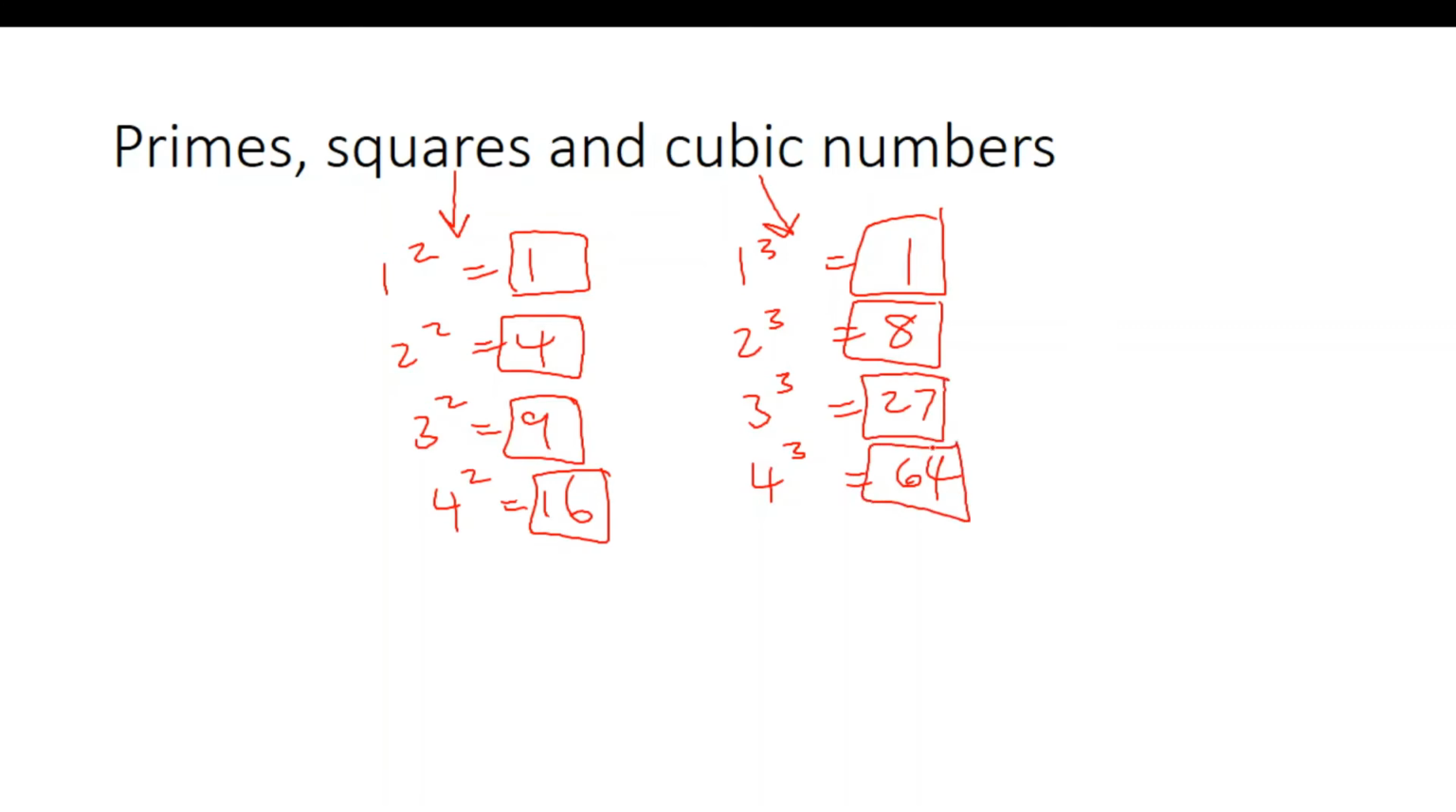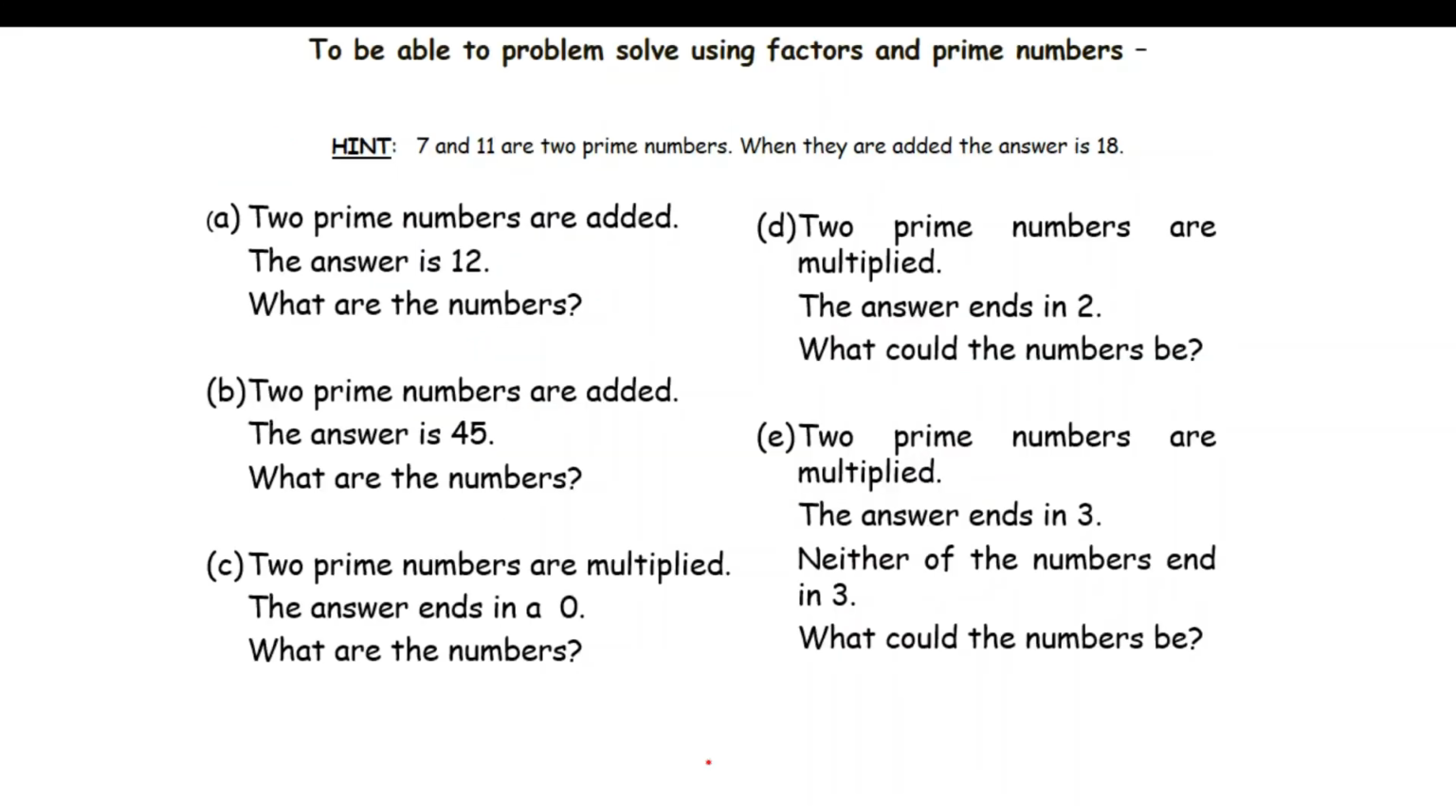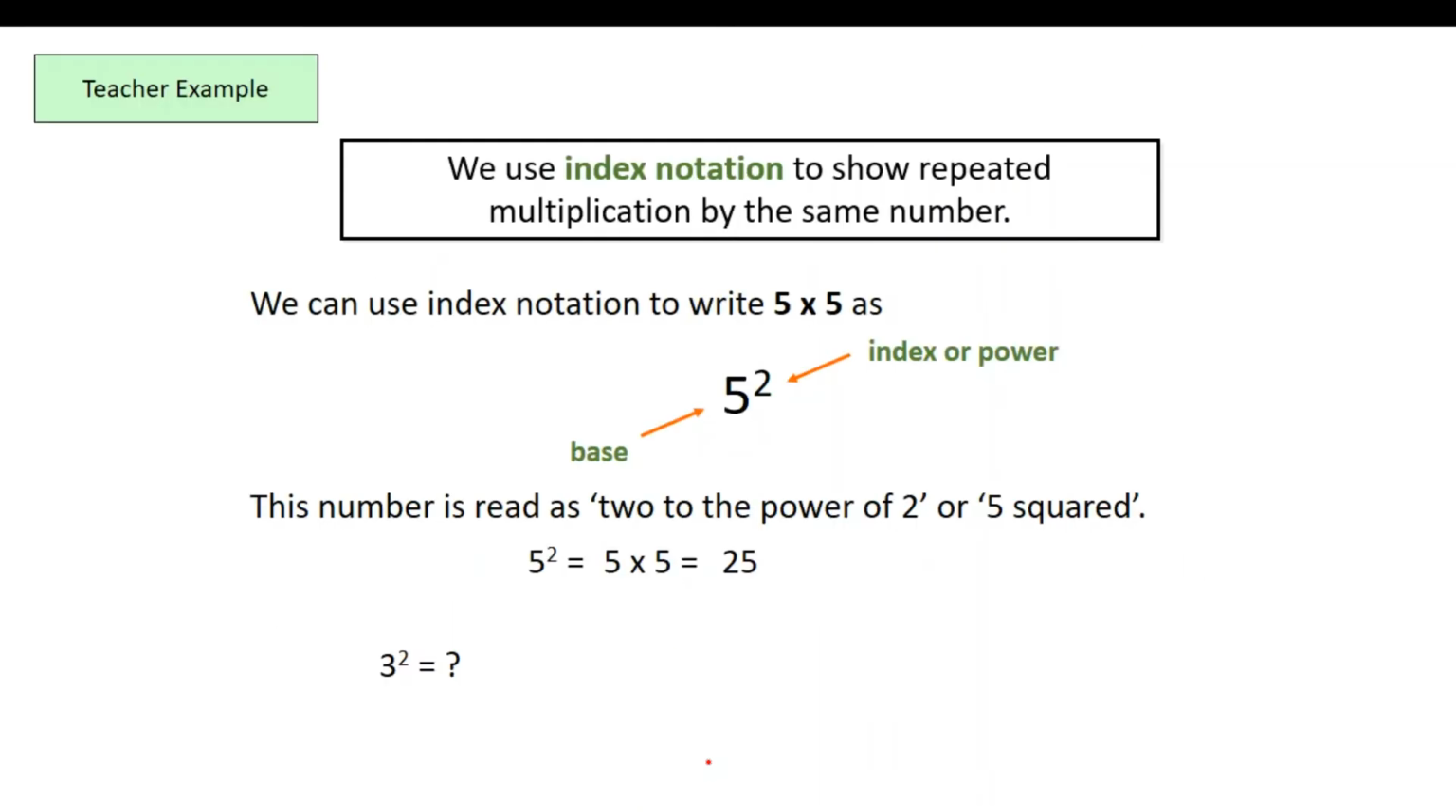So remember, the square numbers are the answers to a something times itself question, and cubic numbers are the answers to something times itself times itself. So this is just an extension of what we've talked about regarding square numbers. You can talk about them as something to the power of 2, something to the power of 3. It's called index notation.